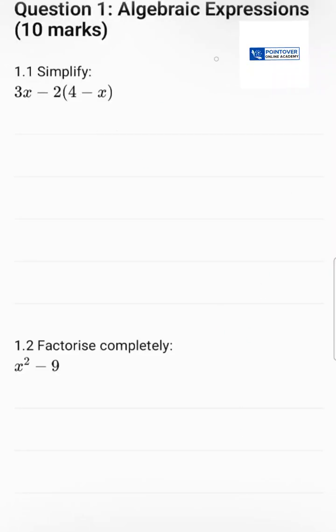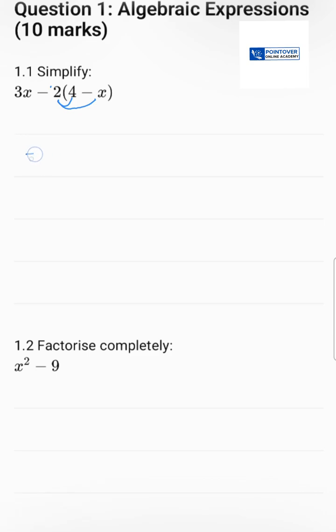So here we are given question 1, algebraic expressions, out of 10 marks. 1.1, they want us to simplify. Looking at this question, the only thing we're supposed to deal with here is this. We need to remove the bracket. How do we remove the bracket? By multiplying in. We're supposed to multiply -2 inside the bracket, okay?